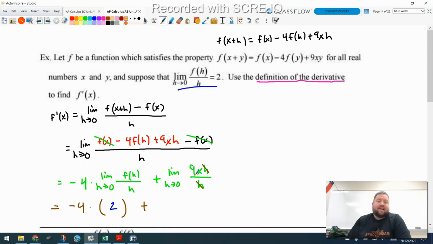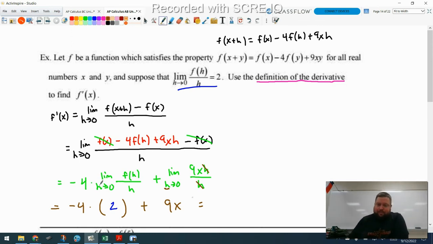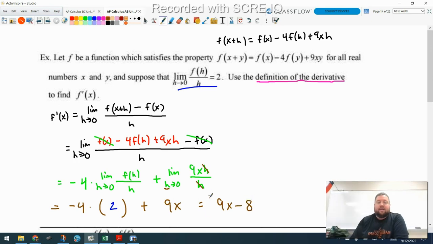Okay, 9x is like a constant in this problem. Even though it has an x to it, since h was the variable, x is treated like a constant in this. So this limit of a constant is equal to the constant. All right, so just simplify: 9x minus 8, and we have our answer there.